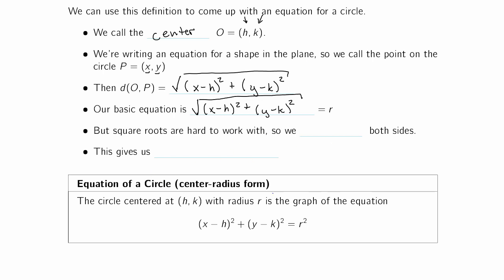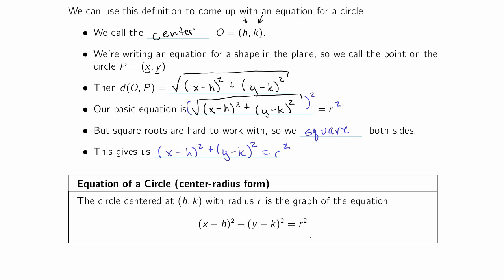But square roots are hard to work with, right? When we have radicals in an equation, we have to do a bunch of messing around to get rid of them. So instead of working with that equation with a square root in it, we square both sides. And when we do that, the square and the square root cancel out. So we have x minus h squared plus y minus k squared, and that's equal not to the radius, but to the radius squared.